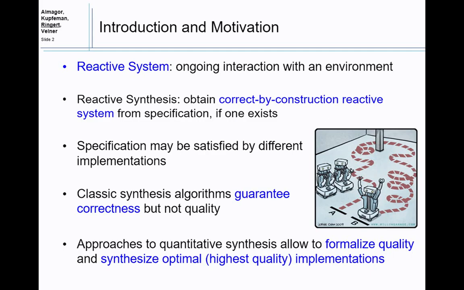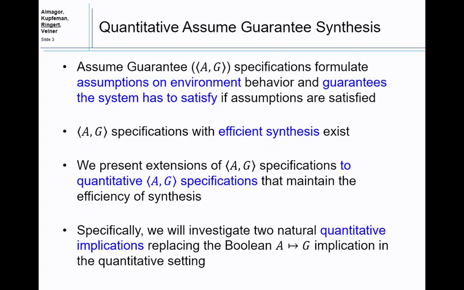So these specifications might have even multiple implementations. We see, for example, the one in the picture here. And the classic synthesis algorithms just look for correctness of the specification, but they usually don't guarantee anything about the quality of the implementation. And there are approaches to quantitative synthesis where we can formalize quality and then even try to optimize the quality of an implementation. So in our case, we will be looking at quantitative assume guarantee synthesis.